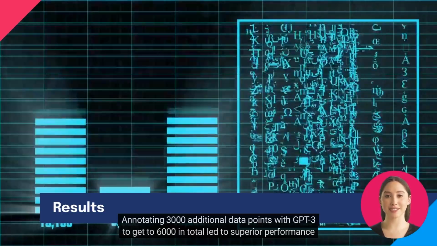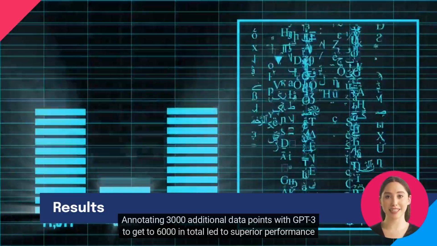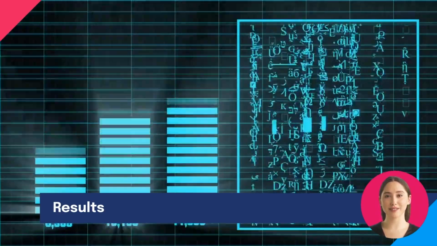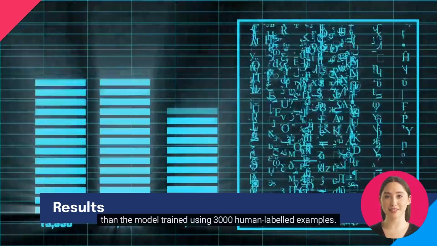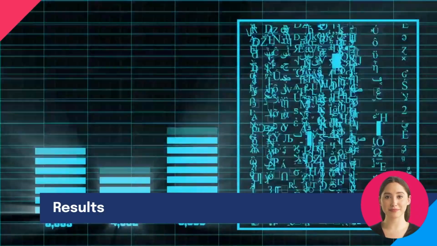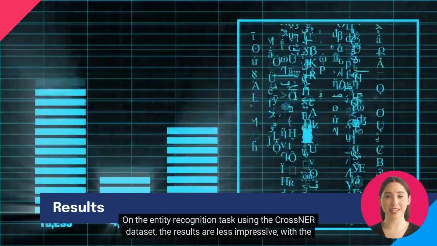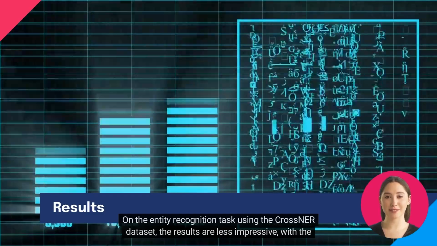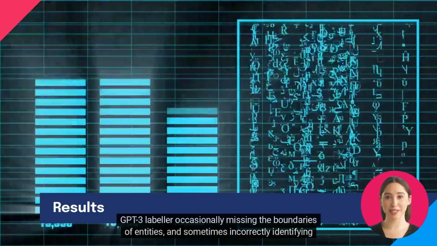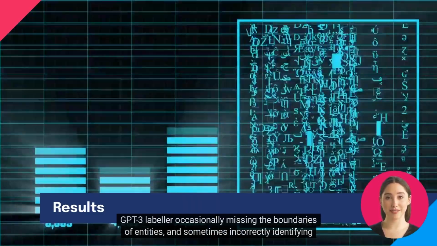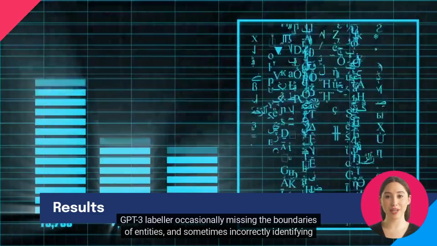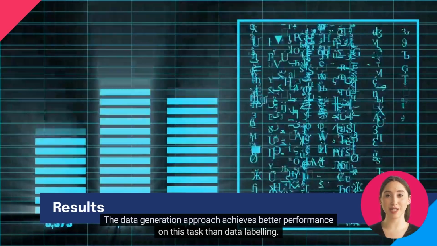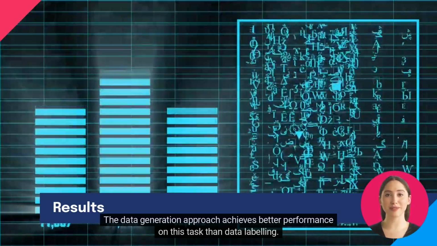Annotating 3,000 additional data points with GPT-3 to get to 6,000 in total led to superior performance than the model trained using 3,000 human-labeled examples. On the entity recognition task, using the CrossNER dataset, the results are less impressive, with the GPT-3 labeler occasionally missing the boundaries of entities and sometimes incorrectly identifying entities. The data generation approach achieves better performance on this task than data labeling.